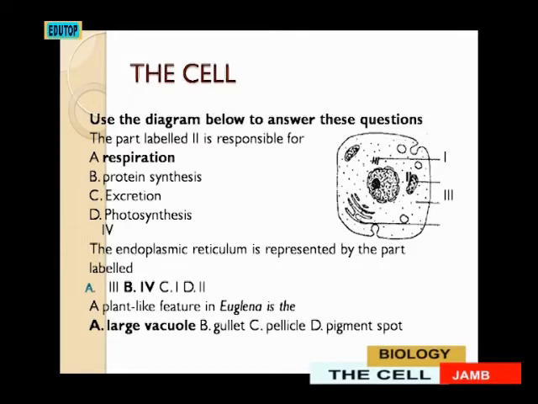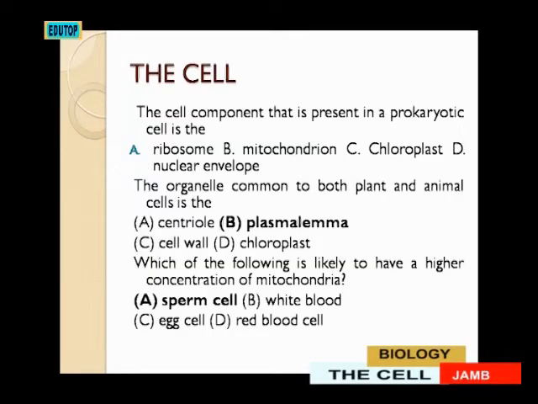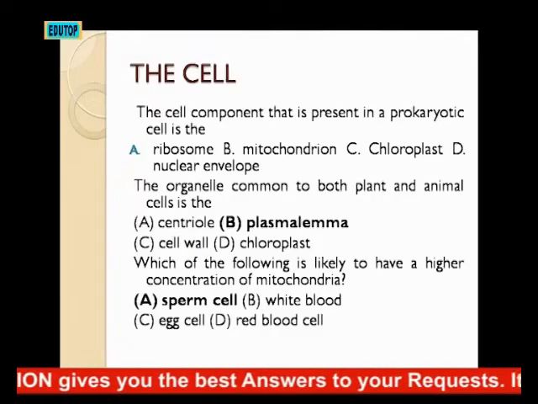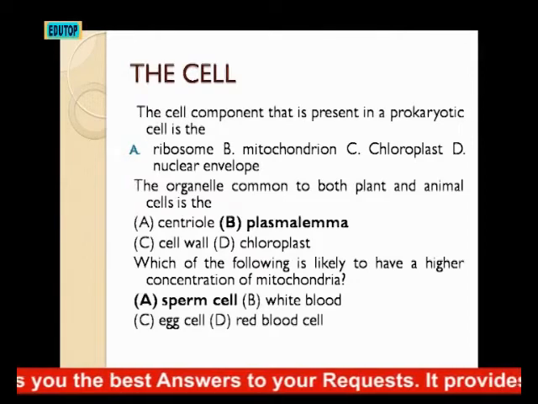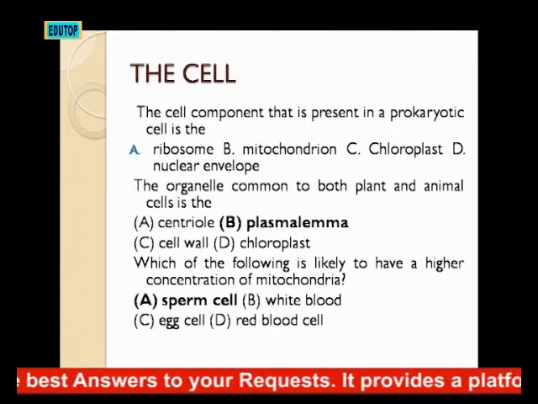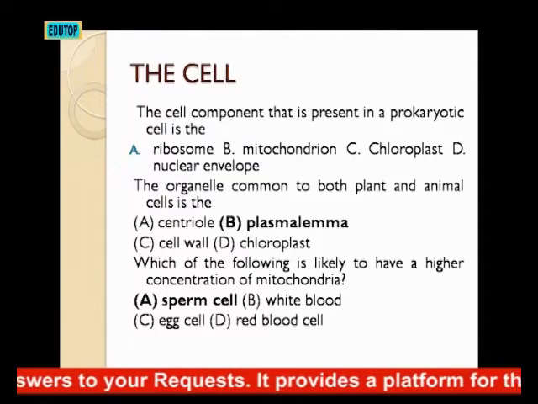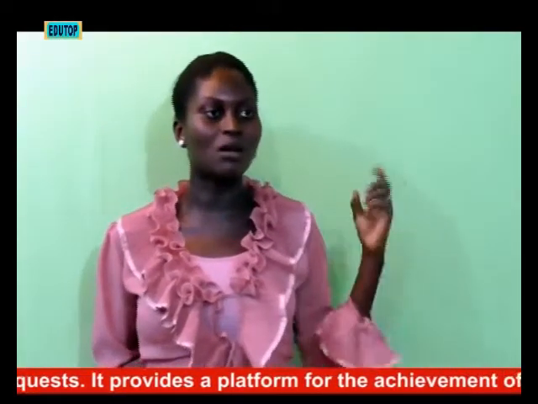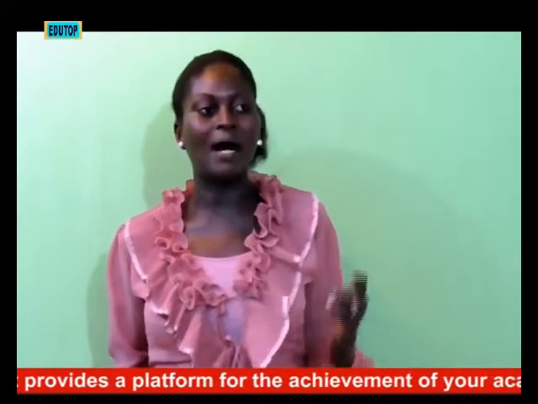The next question: the organelle common to both plant and animal cell is the what? A, centriole, B, plasmalemma, C, cell wall, D, chloroplast. The answer is B, plasmalemma. Cell wall and chloroplast are found only in plant cells, strictly plant cells. So the one that is common to both of them is plasmalemma.